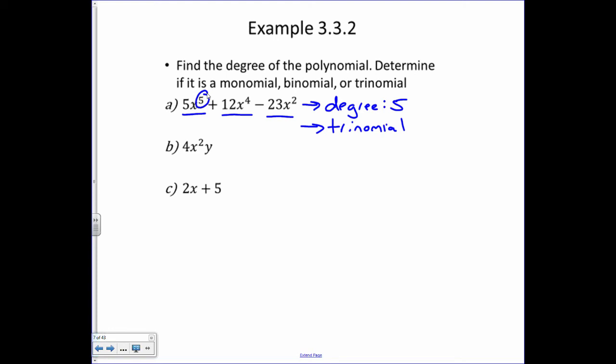For a second example, we have 4x squared y. Well, that's x squared y to the first. If we have more than one variable, then the degree is the sum of the highest powers, or the highest sum of powers. And so here the degree would be 3, 2 plus 1. And then since there's only one term, this is a monomial.